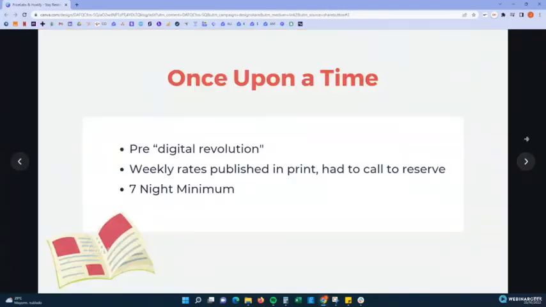So the first thing we're going to talk about is, as I was mentioning, the past, once upon a time, when everything was based in the pre-digital revolution. As you know, before there were no OTAs or any technology to help simplify the procedures we do nowadays. So everything was more based on weekly rates that were published in print, or maybe you could find some old websites that wouldn't give you even the availability or the calendar, where the minimum length of stay would be 7 nights.